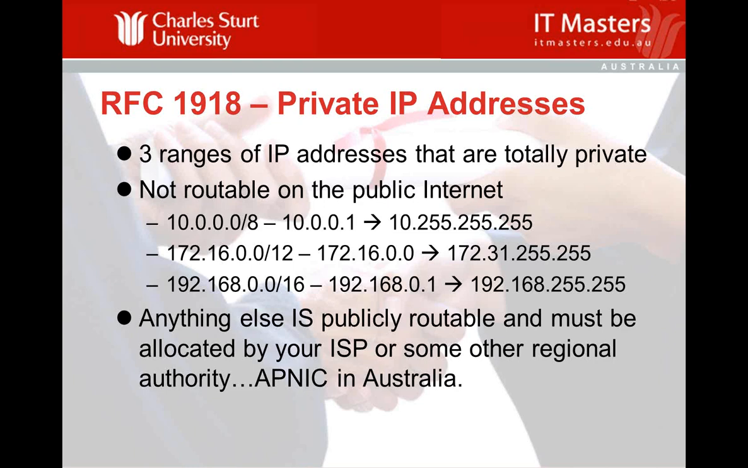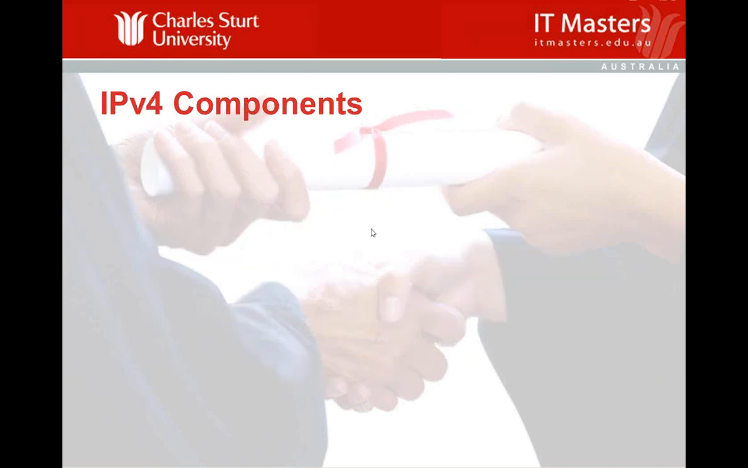Question from Amir, is a loopback address also a private IP? Yes, it is. That's not actually routable off your host. Whatever device it is, you can't route 127 anywhere. It's only local to your particular host. And there's an analogy with that with IPv6 that we'll see shortly. So thanks, guys. Great questions.